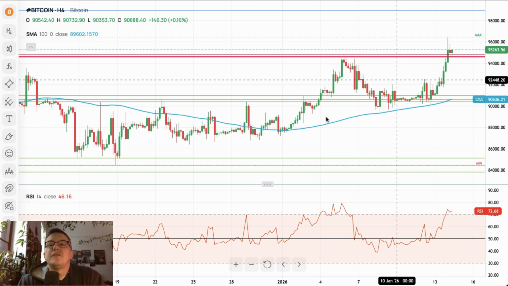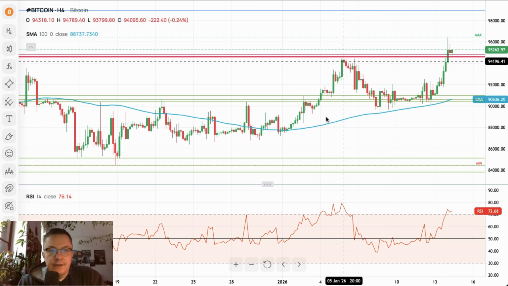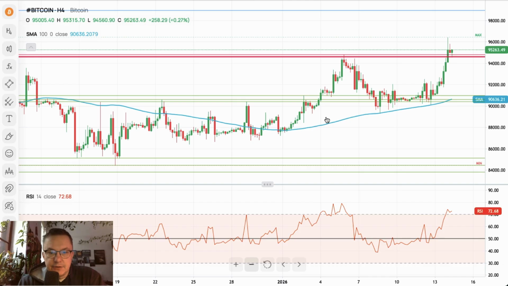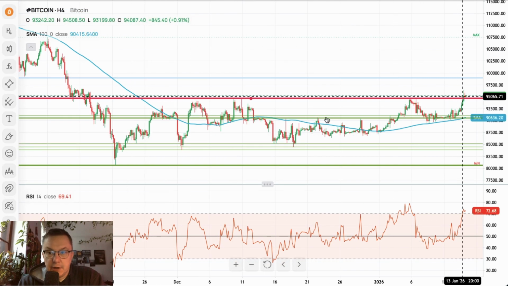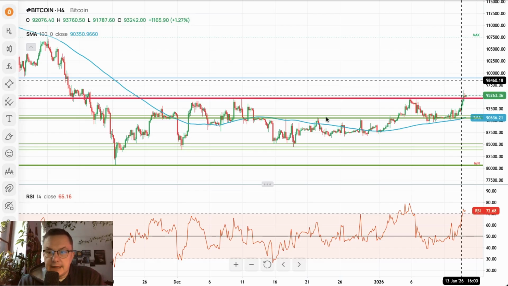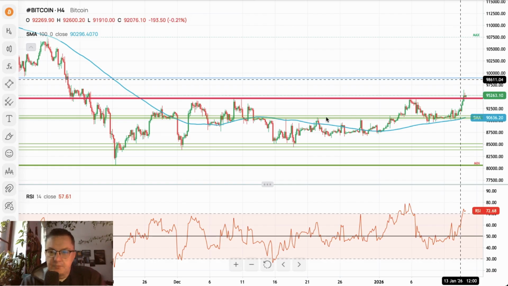Now, Bitcoin, finally, they did it. We broke above 94,789. Let me just zoom out. So finally we broke out of this consolidation. Local high 96,442. Next target is here, 98,000, almost 99,000, just below 100,000.